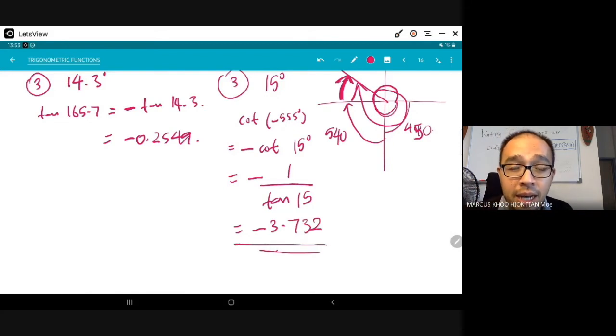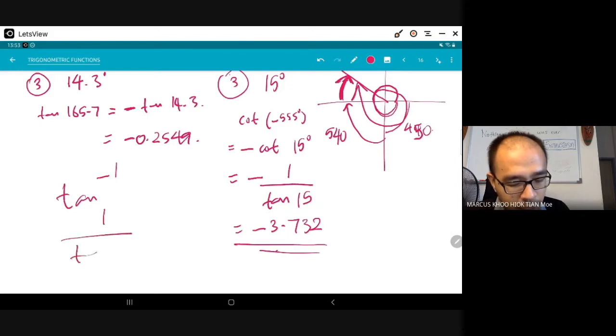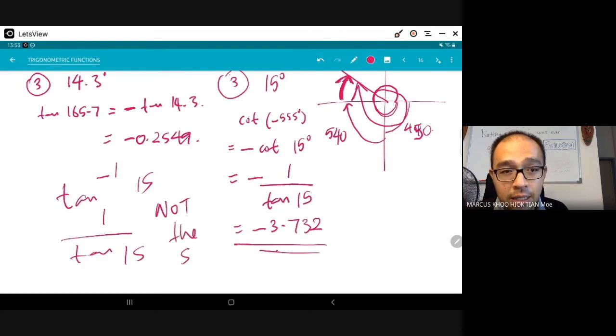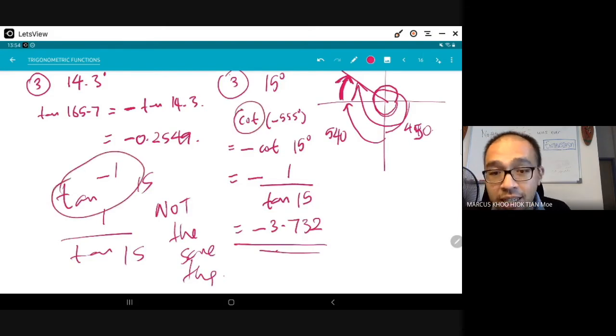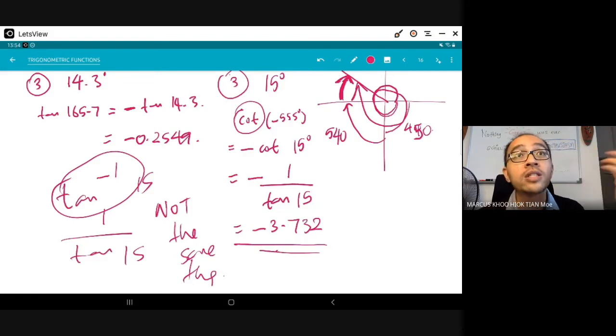Guys, shift tangent and 1 over tangent are not the same thing. Don't press shift tangent. The same thing happens every year. Shift tangent and cotangent are not the same thing. 1 over tangent 15, just press 1 divided by tangent 15. You will get negative 3.732.